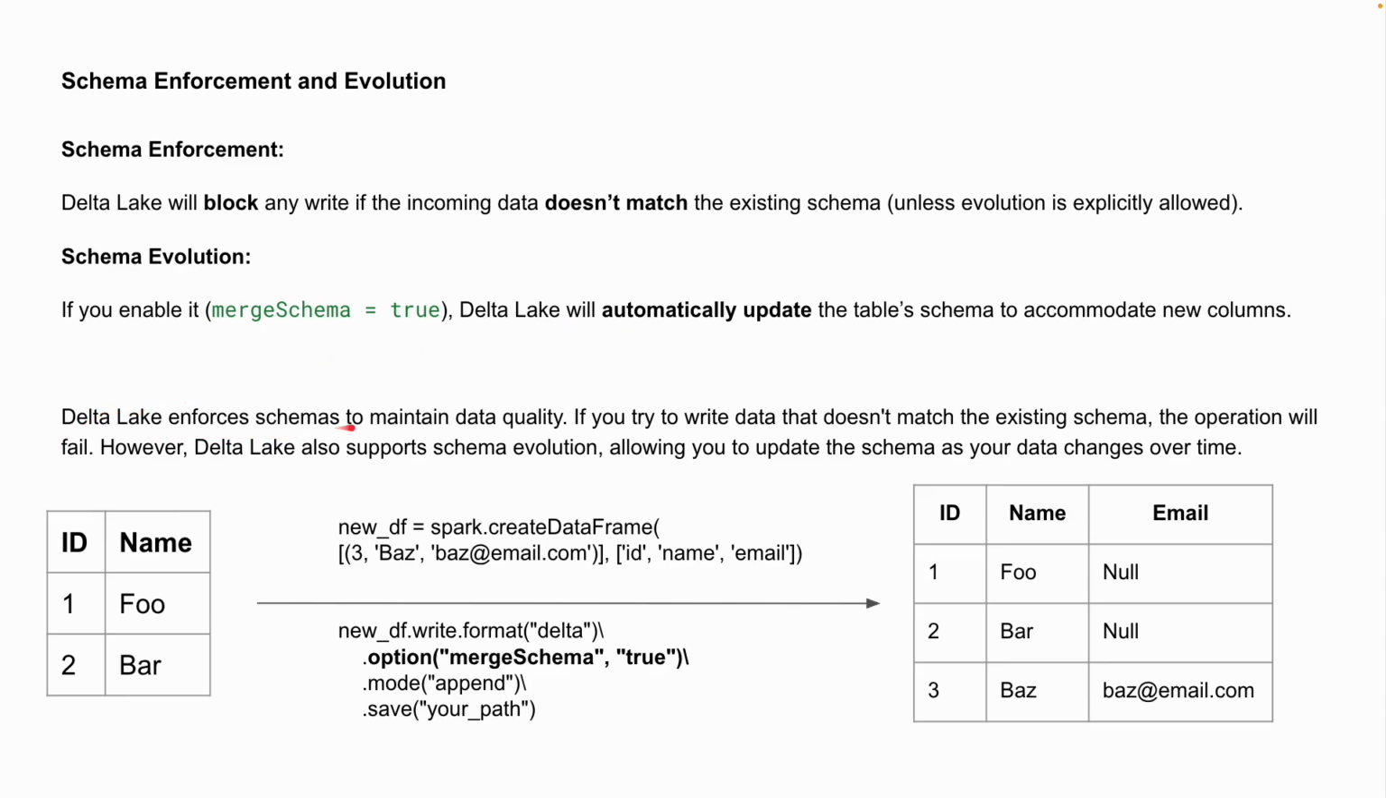Delta Lake enforces schema to maintain data quality. If you try to write data that does not match the existing schema, the operation will fail. However, Delta Lake also supports schema evolution, allowing you to update the schema as your data changes over time. Okay, now I hope this is clear. We will see this hands-on in our next practical session also.